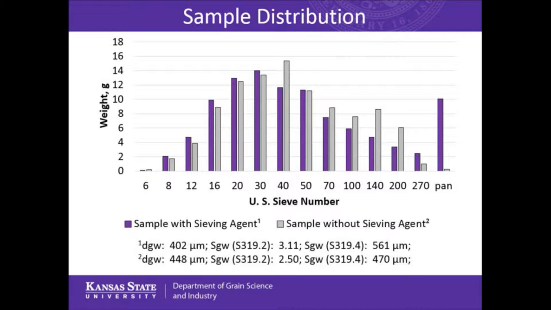Look how much more material ends up in the pan. Almost 10% of the material makes it to the pan, because a sieving agent and those agitators help move it all the way down through. Okay, so particle size is going to drop, SGW is going to go up also. So that's two things you're going to see in your results as you change the method or request a different method that you analyze. Okay.